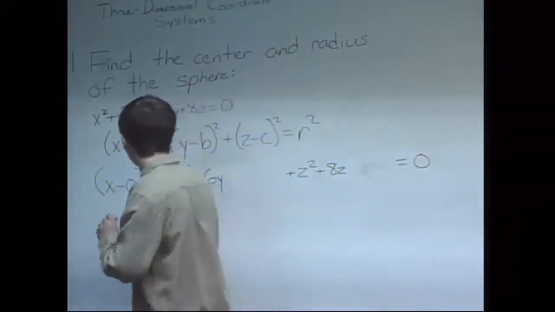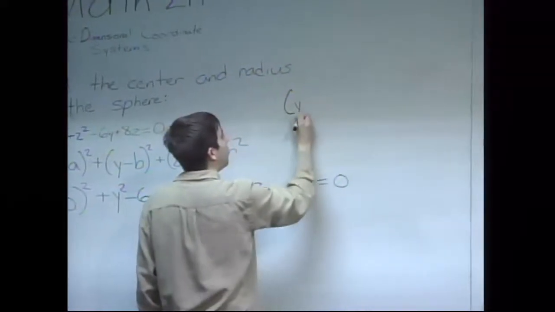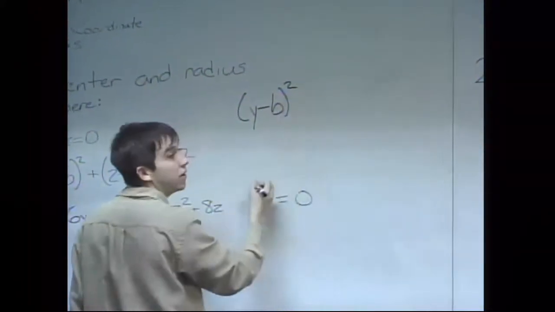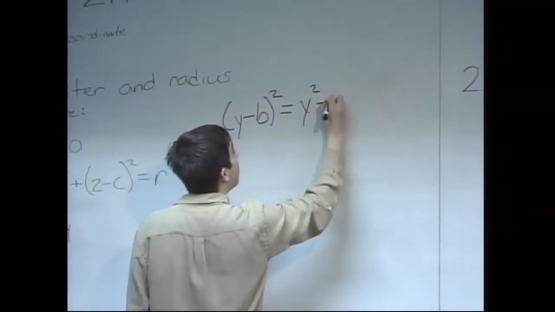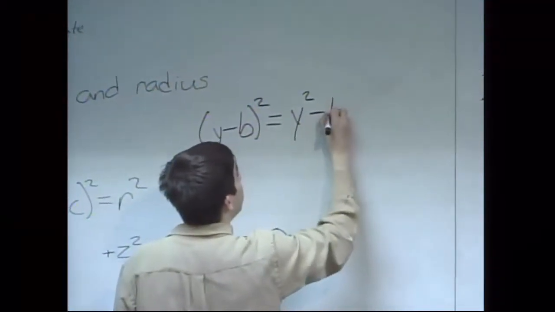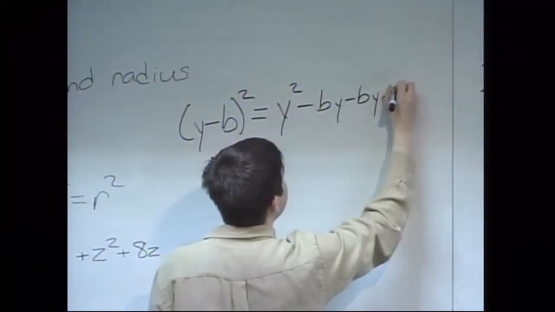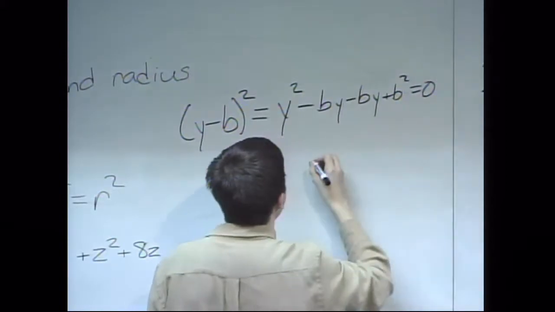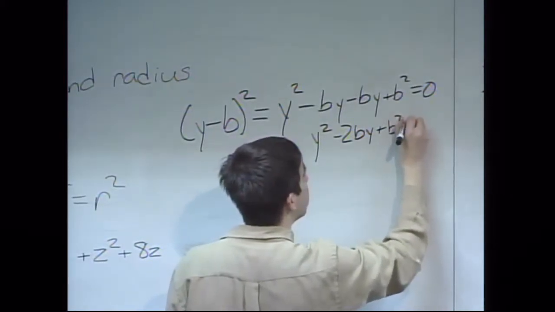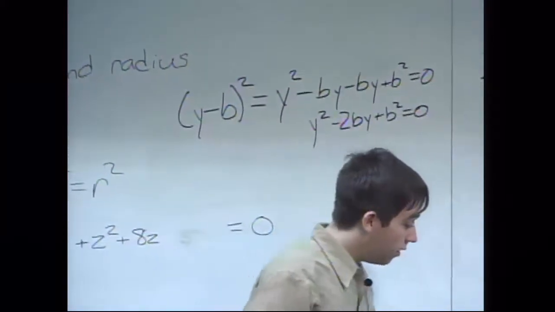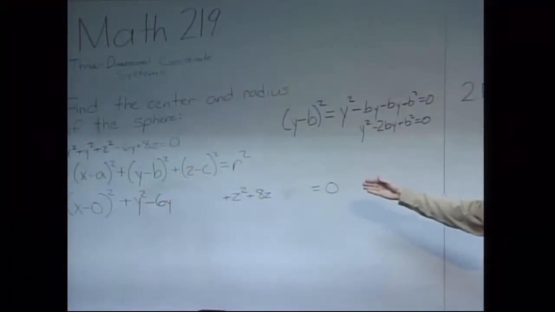So I'm going to do a little bit of expansion of this out right now. Let's go ahead and take a look at (y - b) squared. If you go ahead and expand that out, you get y squared minus by, and then another minus by, plus b squared is equal to 0, or y squared minus 2by plus b squared is equal to 0. So this is just the expansion of that standard form that we had before.